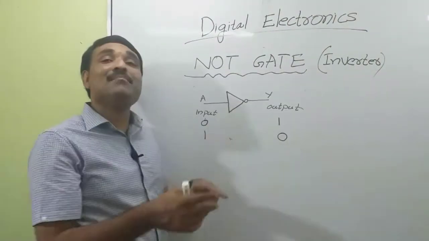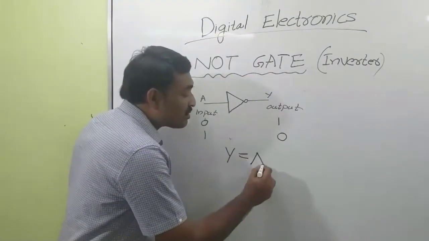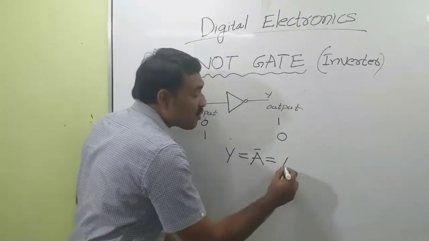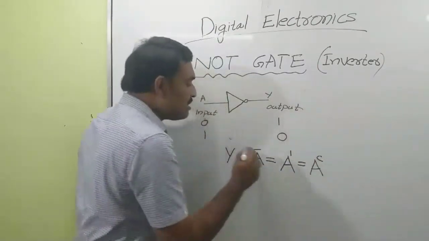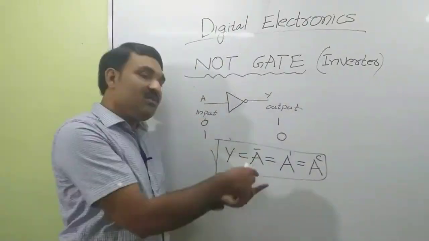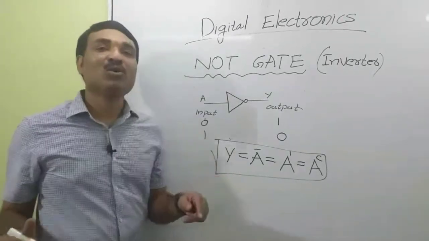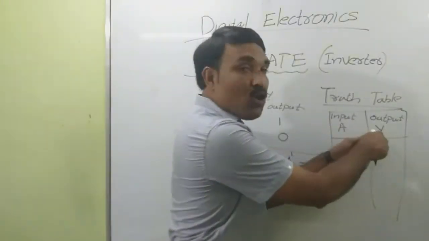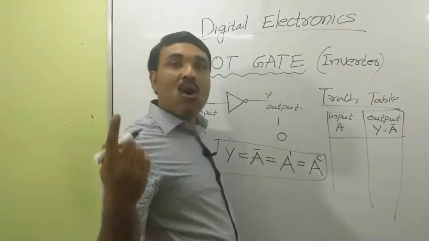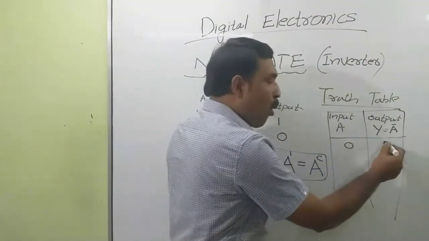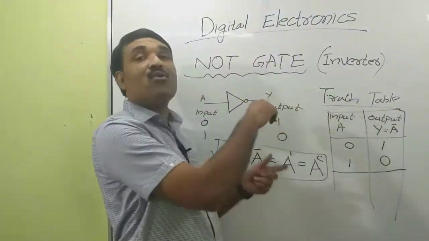Now we can represent this gate mathematically. That is, output Y is equal to the complement of the input A. Also by this notation, A complement, or A bar, is equal to the complement of A. This all represents the same operation. Usually we express the complement by using this notation. Okay, now we can draw the truth table. Input is A and output Y is equal to the complement of A. Suppose input is a low level, that is 0, then output is 1. And if input is 1, then output is 0. So this represents the truth table for a NOT gate.